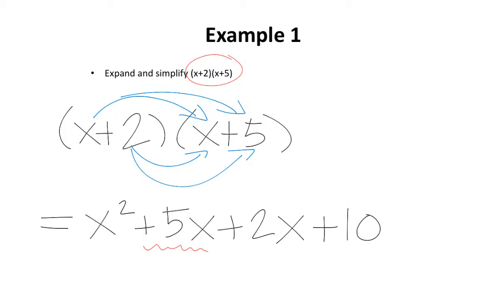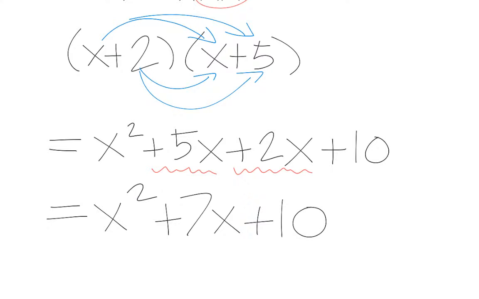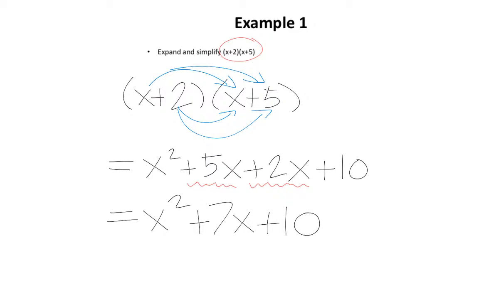Here we have positive 5x, and over here we have positive 2x. These are considered like terms because they have the same variable with the same exponent. So let's go ahead and simplify that. That simplifies to positive 7x, and everything else stays the same. Therefore, our final answer is x squared plus 7x plus 10. I'm going to zoom out to show you all the work that was done for this question.